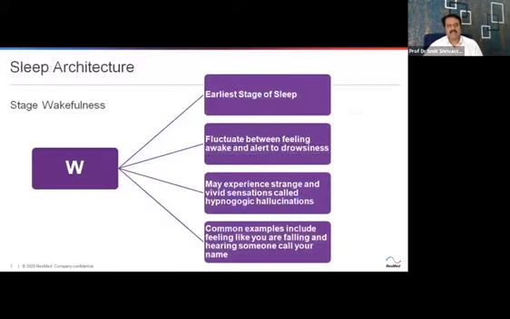So the sleep architecture is divided into different stages. The first stage, stage W, or the stage of wakefulness, is the earliest stage of sleep. It fluctuates between a feeling of awake and alert to drowsiness, what in Hindi is called Unidapan. We experience strange, vivid sensations, some hypnagogic hallucinations, where we are going into sleep and coming out of sleep. Common examples include that you are falling, or you are hearing someone's name, or you are floating on your bed, or your bed is floating up. So this can happen during this stage.